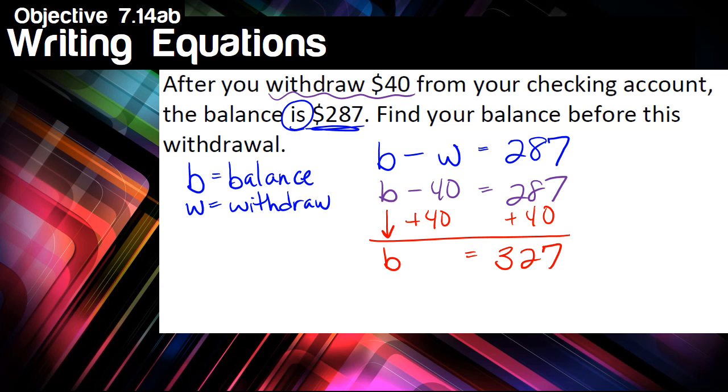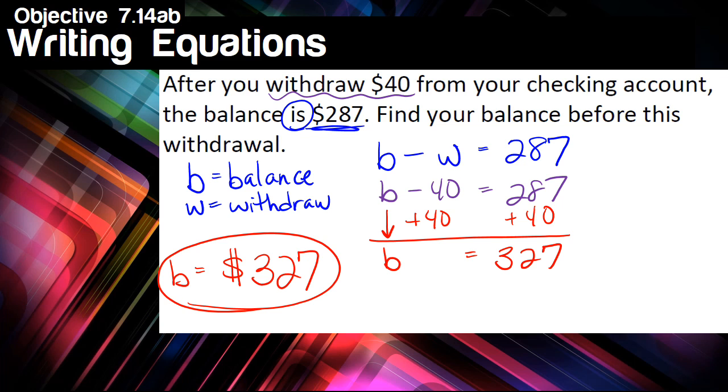$327. So the way we're going to write that is B is equal to, we put our dollar sign, $327 that you started with. Now you only have $287, and that is sad because you spent $40.